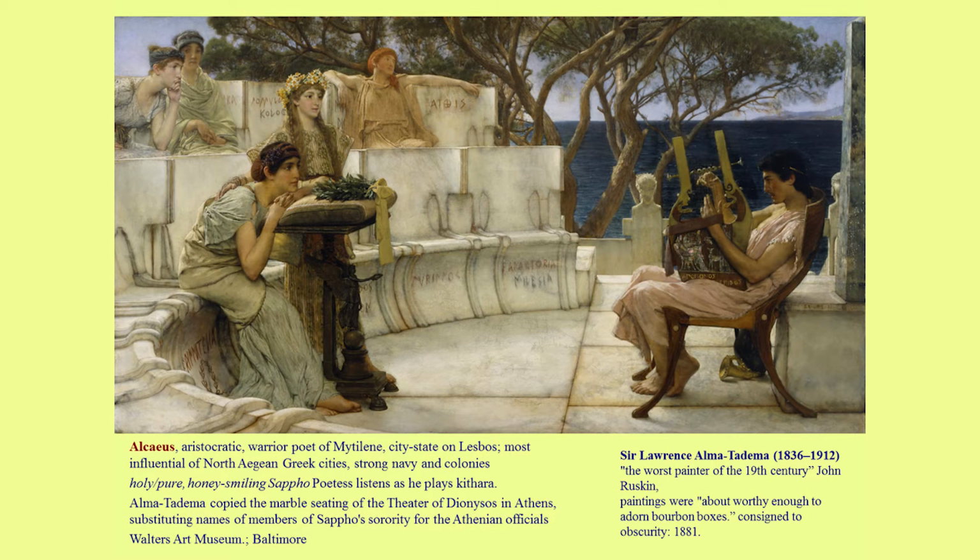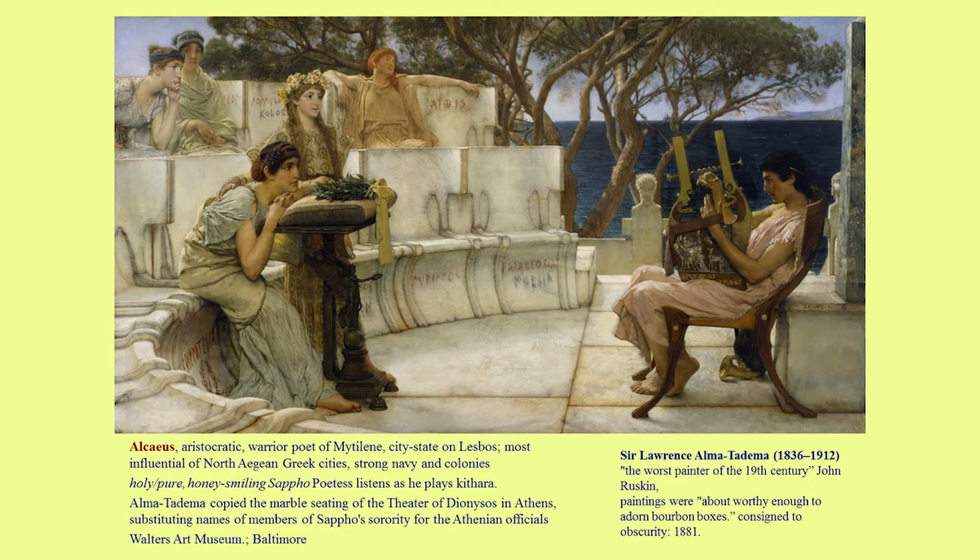But we have to be careful. Not all images of people playing harps with their eyes closed necessarily represent blindness. This is Alcaeus, the great songwriter and poet, who is reciting to Sappho, who some people believe became his lover. He certainly was not blind.